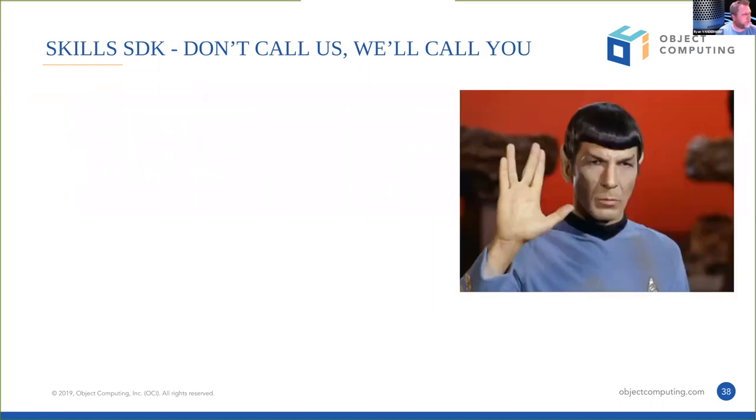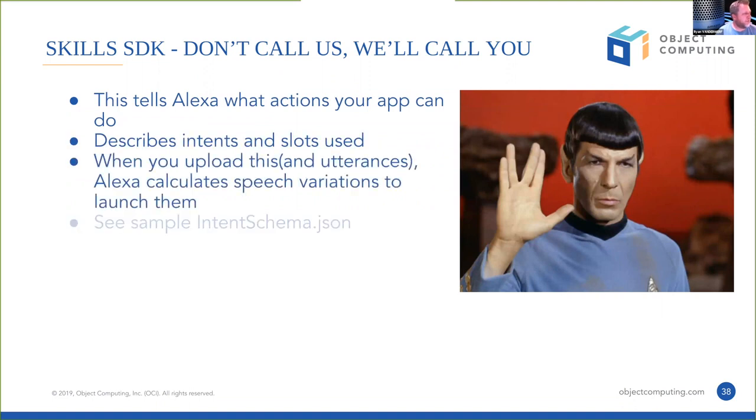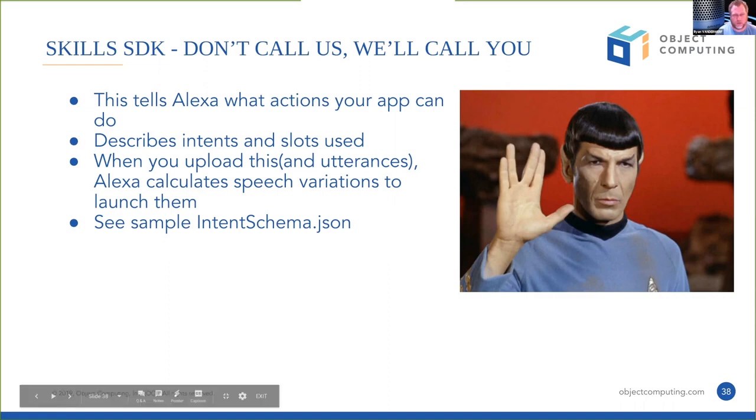All right, so let's dig into the specifics here. So we have to describe intents and slots. And so when you upload your utterances, Alexa calculates speech variation. So let's take a look at what one of these files looks like. And I'm going to pull up the console here.